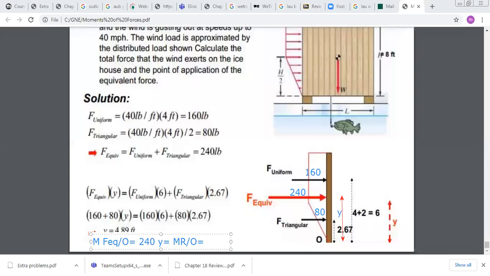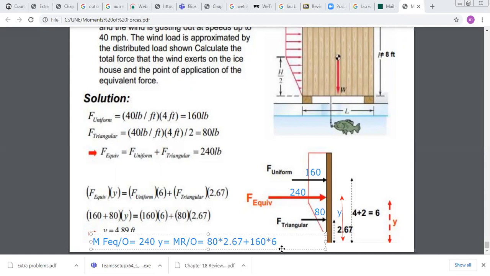So it's equal to the force of the triangle, which is 80 lb. What is the distance of this force to O? It's 2.67. So to find the moment of the triangular force about O, you do 80 times this distance, 2.67, plus the moment of the second force, which is 160 times the distance from 160 to O. The distance from 160 to O is equal to 6, so you multiply by 6.